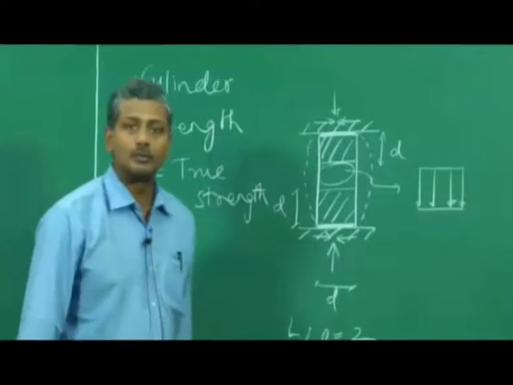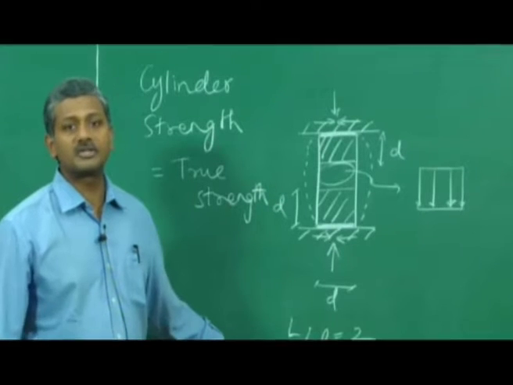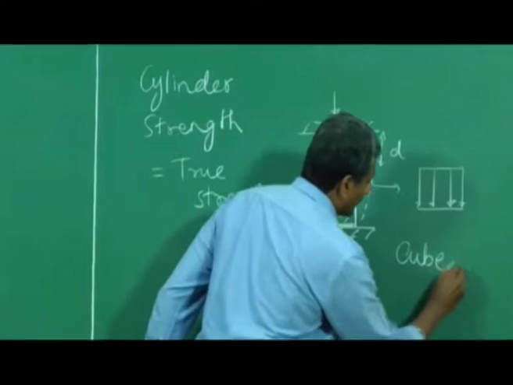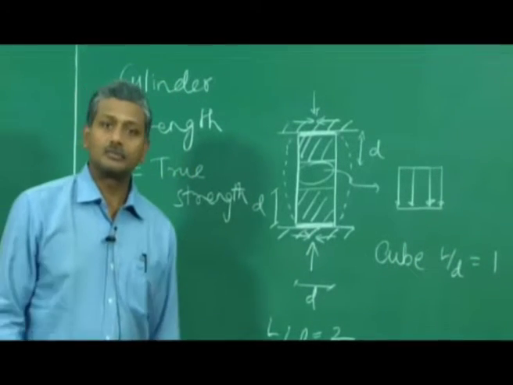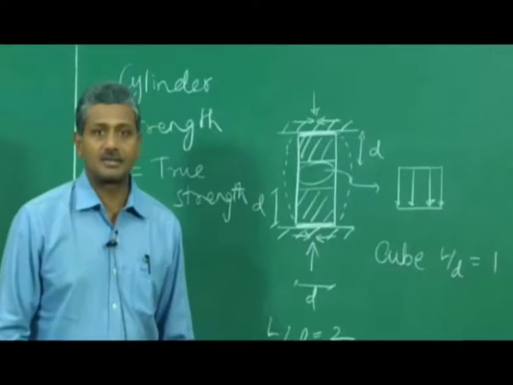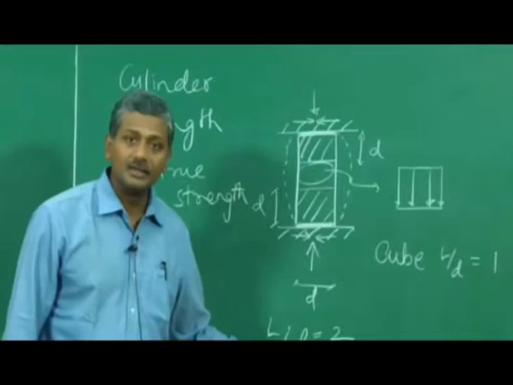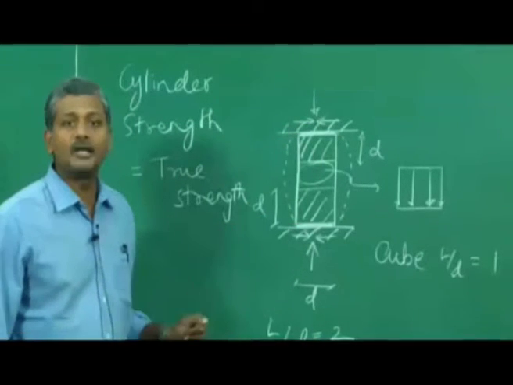What about a cube now? In a cube, if you think about L by D, all the dimensions are the same, right? In the case of a cube, L by D is equal to 1 because you have the same dimensions on all sides, right. So L by D is equal to 1 in the case of a cube. That means that all through your specimen the frictional effects are going to be dominant.